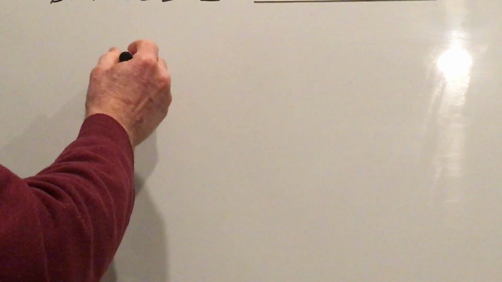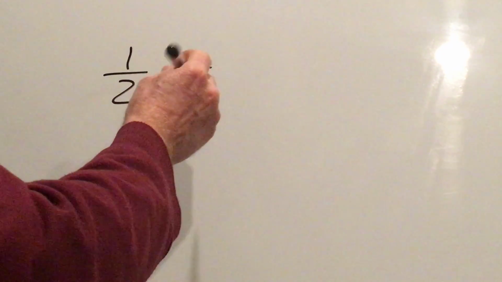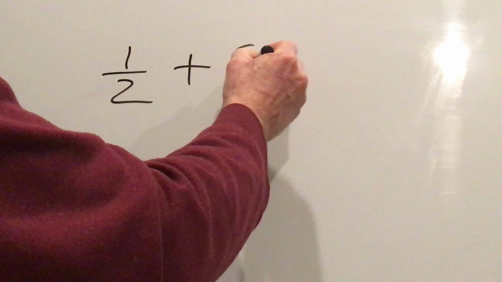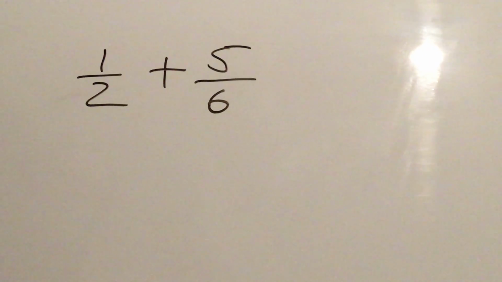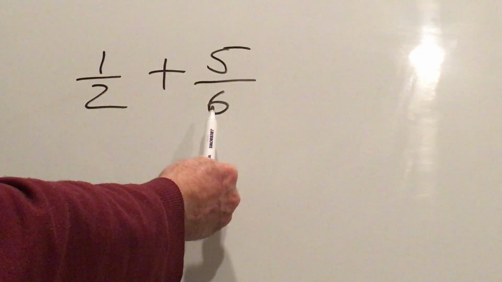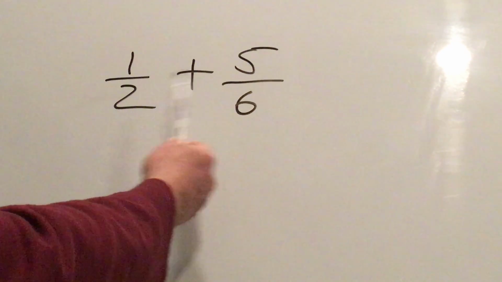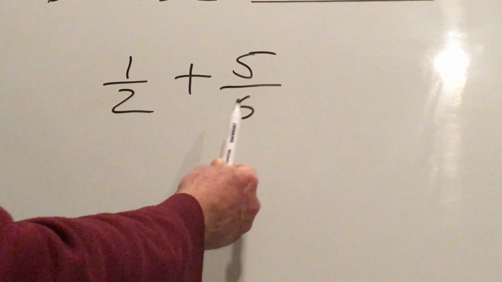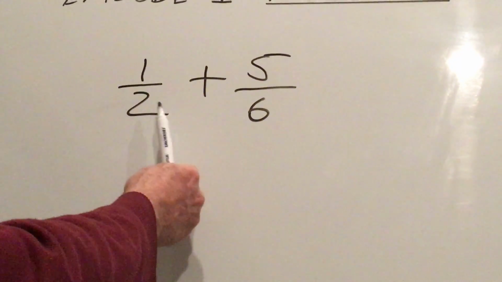But what if I said to you, okay then, what's 1/2 plus 5/6? What does that equal? Well, you can see that the 2 and the 6 are different numbers, so we can't just add 1 and 5 together. We'll get the wrong answer if we do that. We have to make the number on the bottom, the denominator, the same.